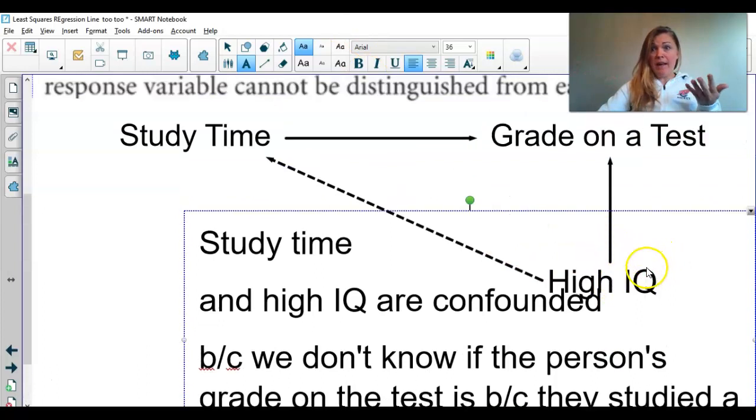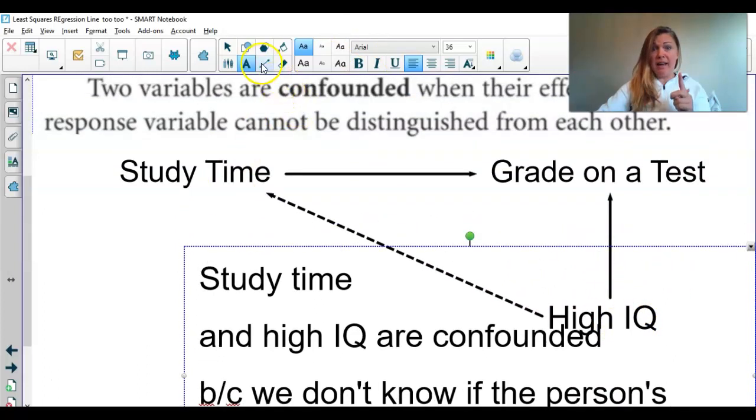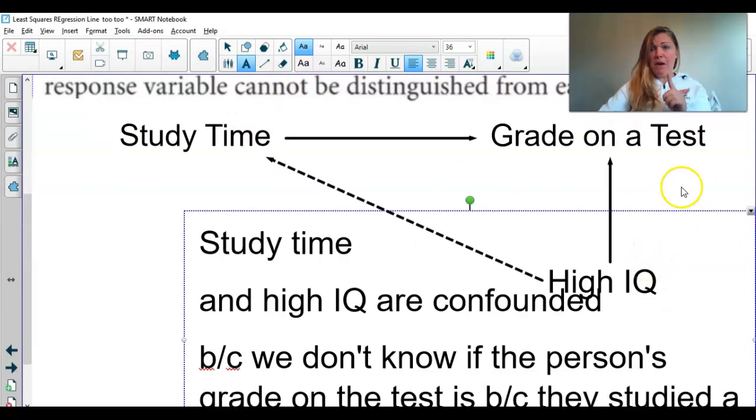A person with a high IQ will probably study a lot. And then as a result, they'll get a better grade on the test. Again, something is confounded when we don't know if that response is because of the explanatory variable or is it because of the high IQ. They are then confounded.